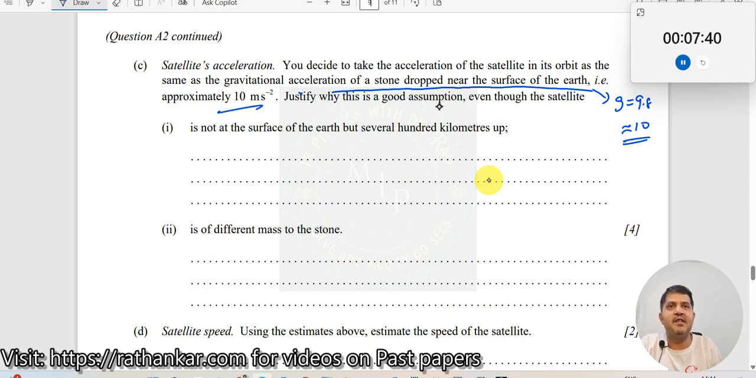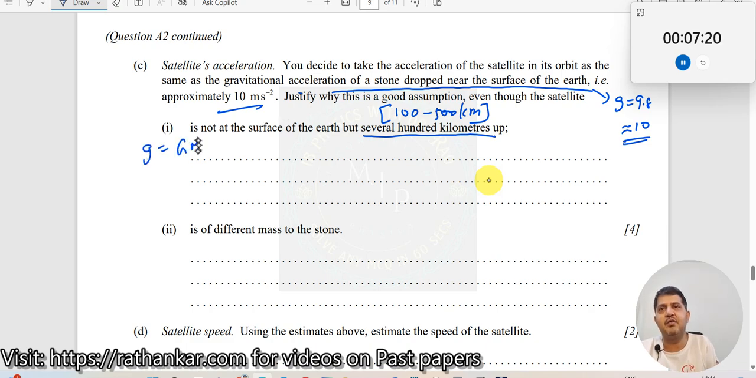Justify why it is a good approximation even though the satellite is not at the surface of the earth but several hundred kilometers up. Okay, I told you earlier also that if it is several hundred kilometers, maybe I will choose 100 to 500 kilometers as my distance. Now we know the gravity at this height, or any height, is given by g is equal to GM by r square. Okay, so it's a 4-mark question, both the questions together.